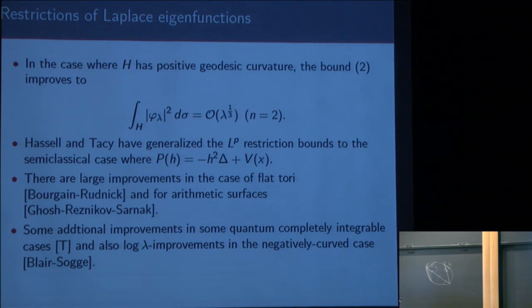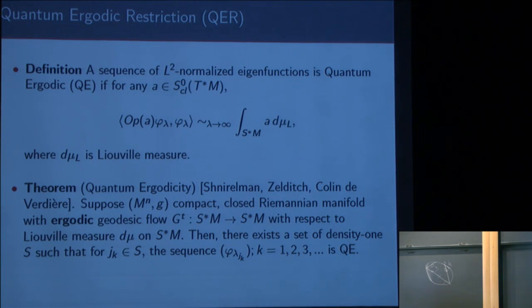So these are upper bounds. We want to mainly talk about lower bounds. But let me sort of define what I mean by quantum ergodicity. So I say a sequence of L2 normalized eigenfunctions is quantum ergodic, I'll call that QE, if you take any symbol, any function, you could take a function on the base if you want.